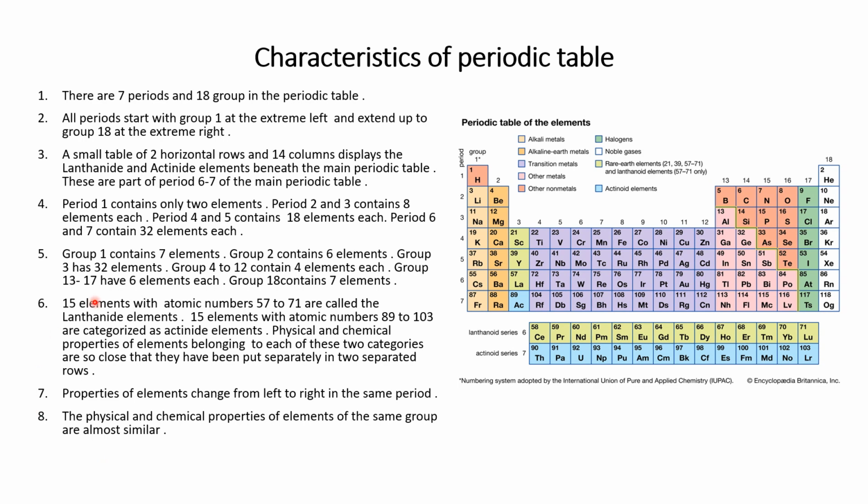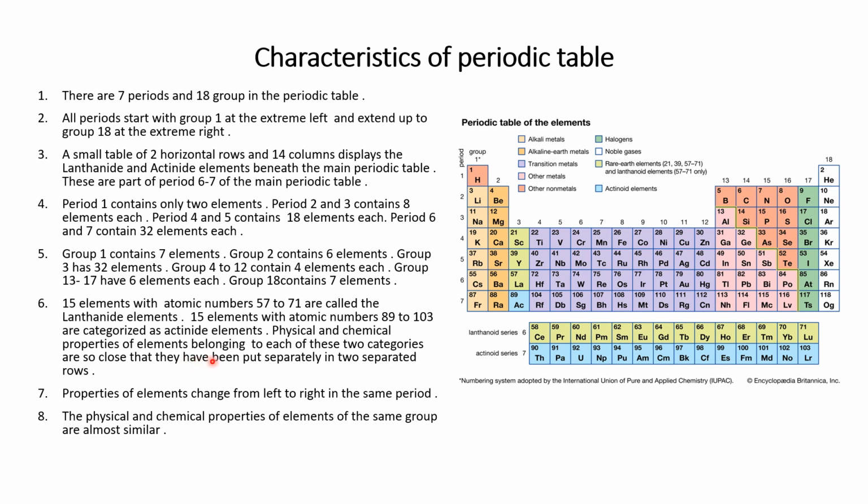15 elements with atomic number 57 to 71 are called the lanthanide elements. Lanthanide atomic numbers 57 and 58 to 71 are all lanthanide elements. And actinide: 15 elements with atomic number 89 to 103 are categorized as actinide elements. This is the actinide series.